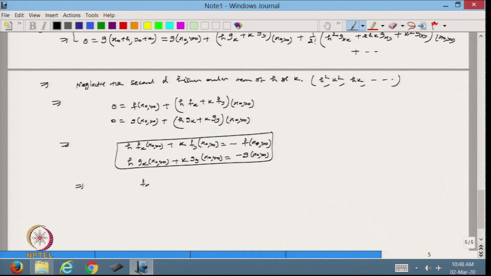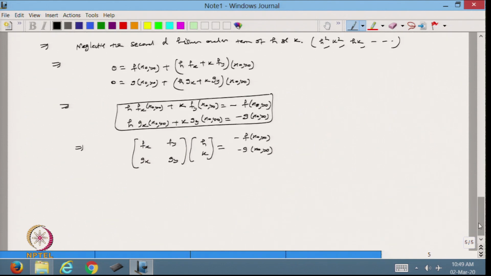So, if you see, this becomes a system of equations, and from here I can write it with the matrix f of x, f of y, g of x, g of y. So, this is the matrix I am getting, and then I can find h k, and on the right hand side I will get minus of f and minus of g at x naught y naught. So, this is a system of equations at the initial guess, that is x naught y naught.